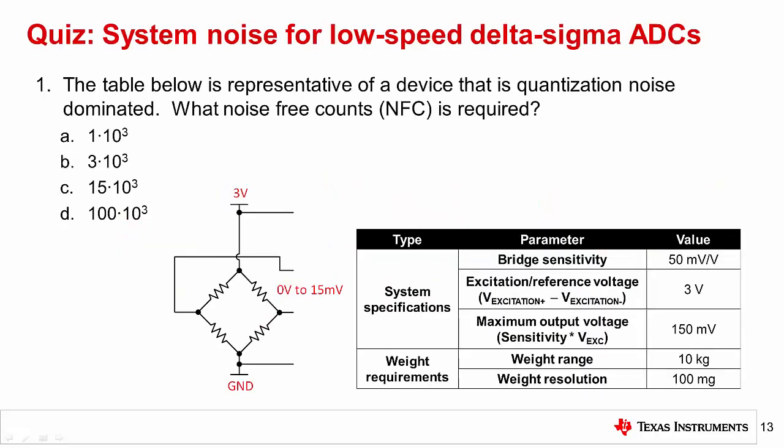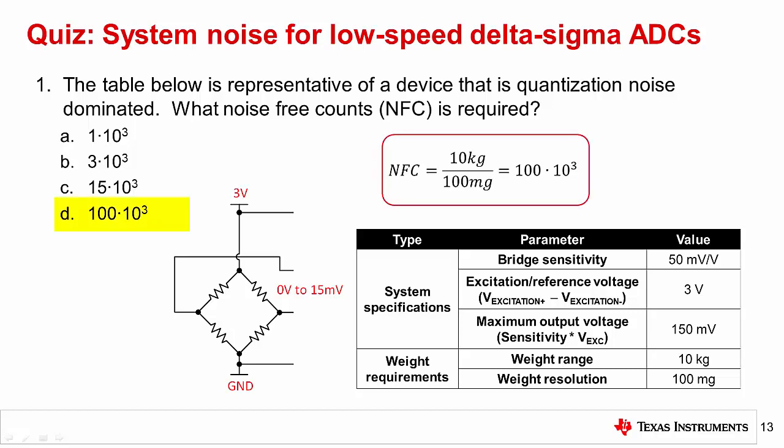Question 1. The table below is representative of a device that is quantization noise dominated. What noise-free counts is required? The correct answer is D. This is calculated by taking the weight range and dividing it by the weight resolution.